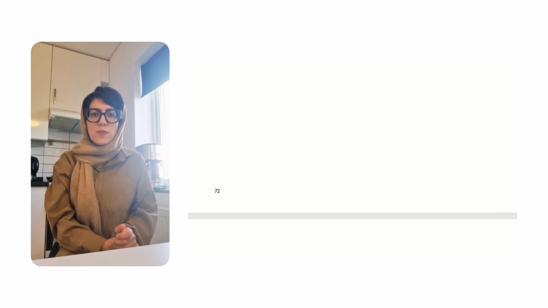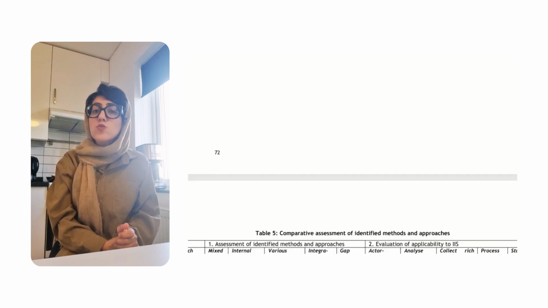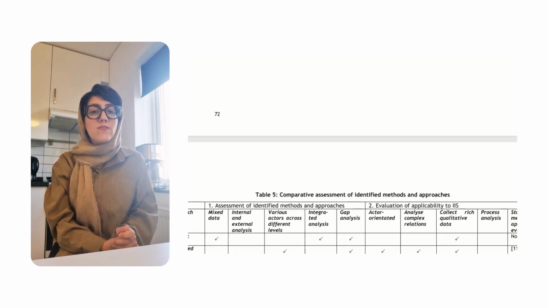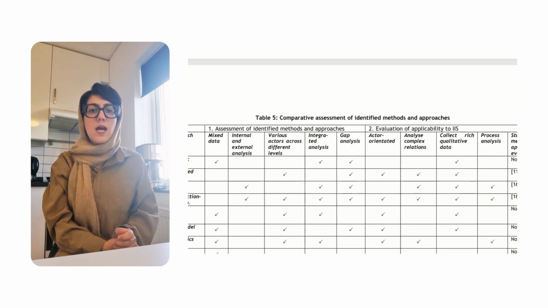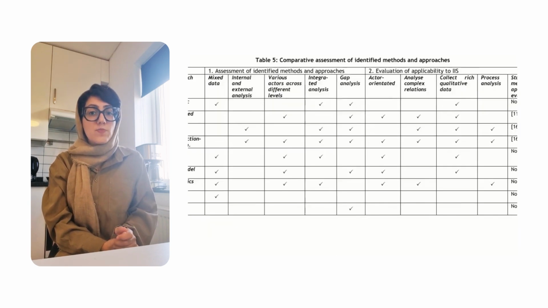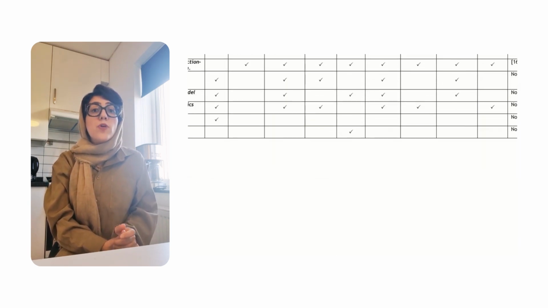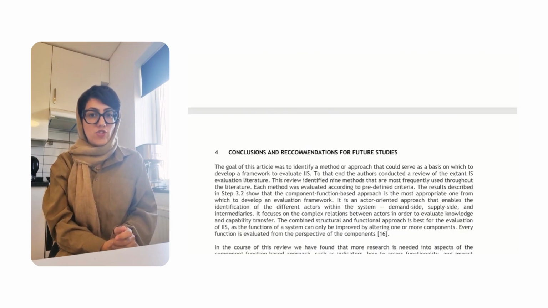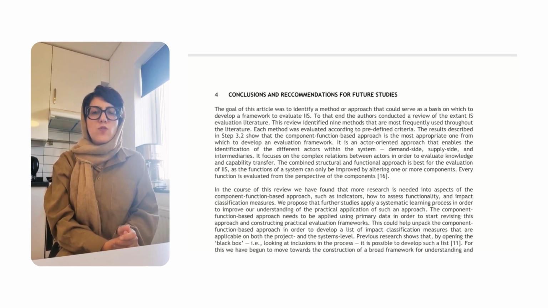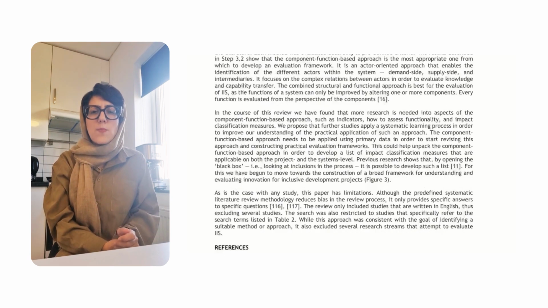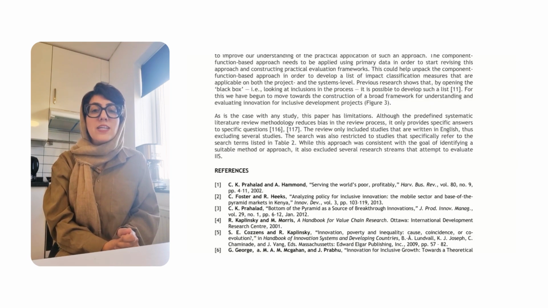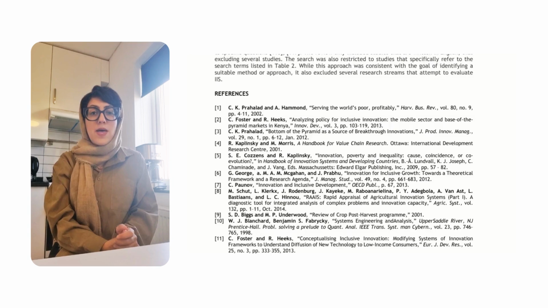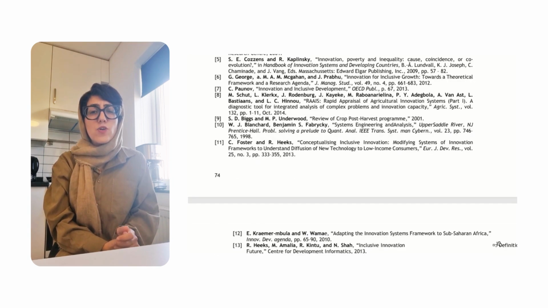Traditional evaluation methods, often applied at the project or program level, fail to capture the systemic change and institutional learning that inclusive innovation generates. One of the key contributions of this paper is the proposal of a process-level, component-function-based approach to evaluation. Instead of viewing innovation as a black box, this approach emphasizes examining each component within the system and the functional changes that occur over time.